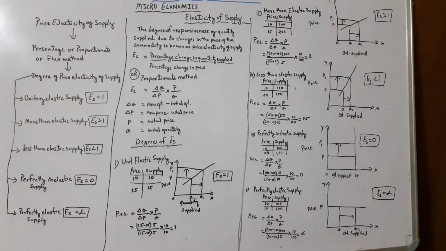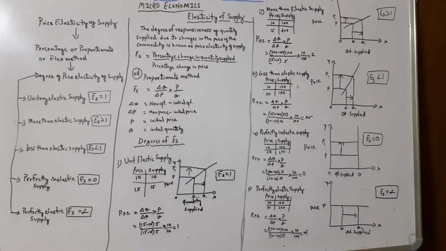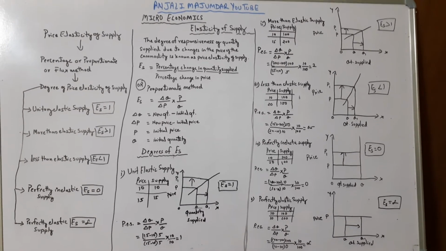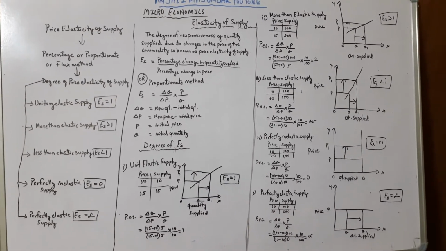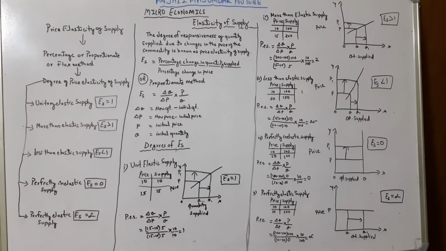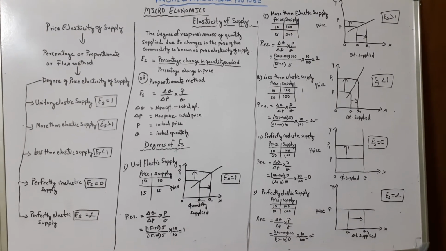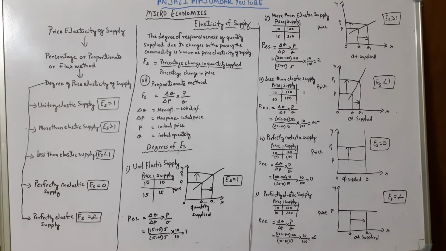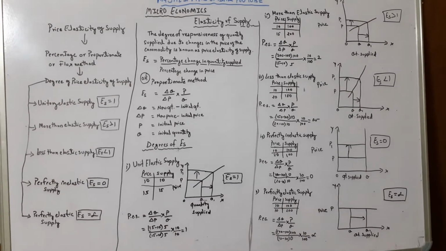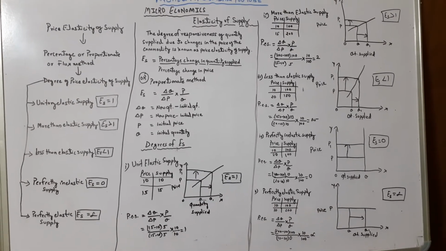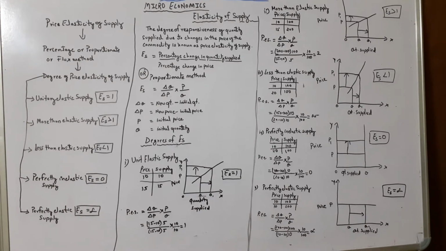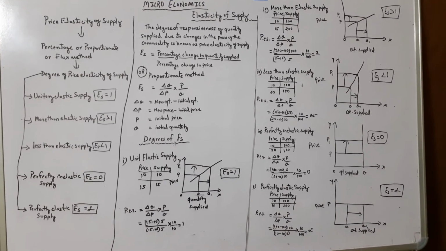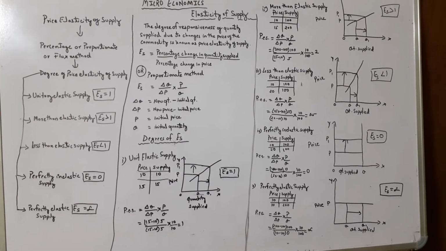Then the last is perfectly elastic supply. At price 10, quantity supplied is 100, and the price remains constant while quantity supplied becomes 200. After applying it to the formula, delta Q, the formula says new quantity minus original quantity, 200 minus 100, that is 100, divided by delta P, new price minus original price, that is 10 minus 10 is 0, multiplied with original price upon original quantity. So if 0 comes in the denominator, the answer shall be infinite.